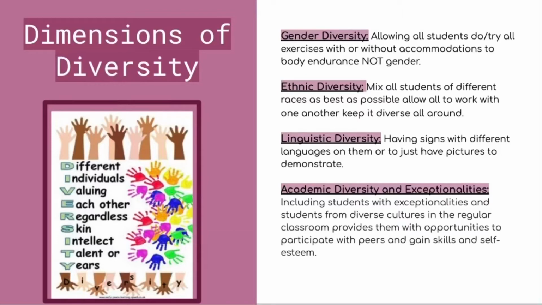Gender diversity. Gender diversity can help your school provide a supportive, non-discriminatory environment for all students. For example, using TEK 3E, allowing all students to do and try all exercises with or without accommodations to body endurance, but not by gender, can help with gender diversity. Ethnic diversity. Using TEK 3E as well, you can mix all students of different races and backgrounds as best as possible to allow all to work with one another and keep it diverse all around.